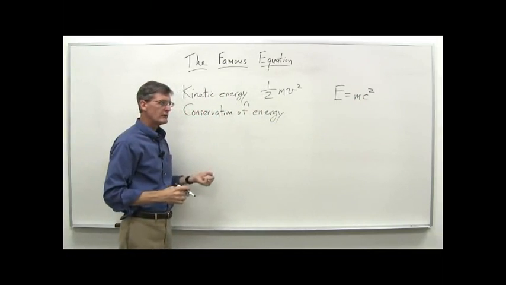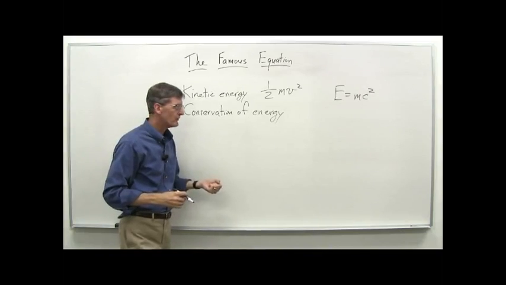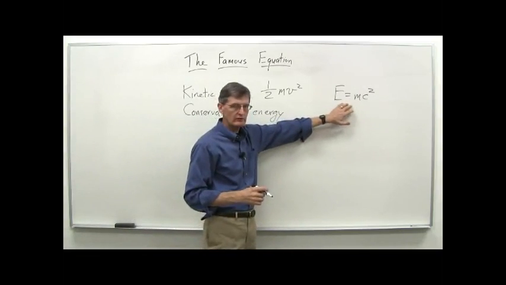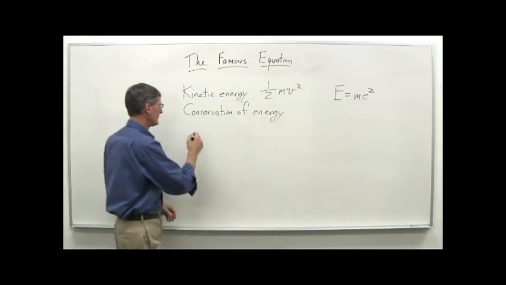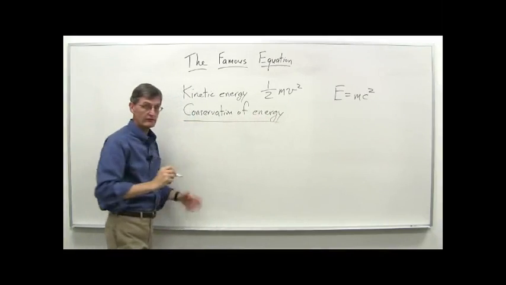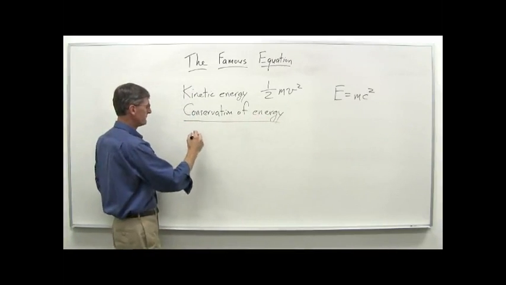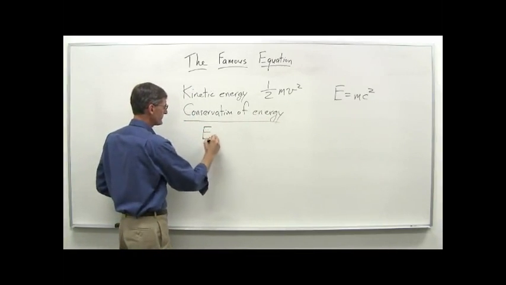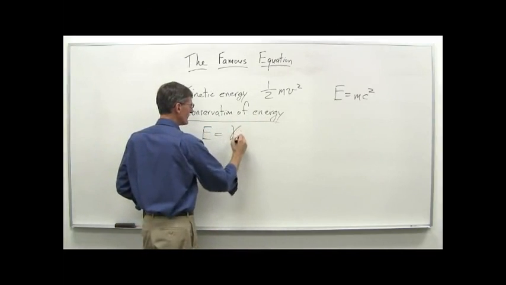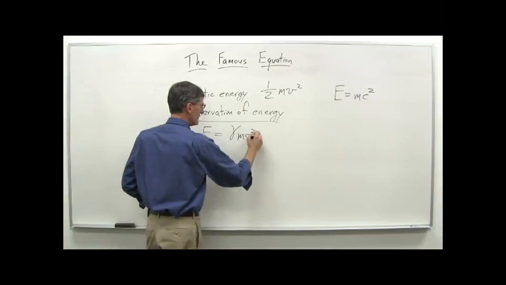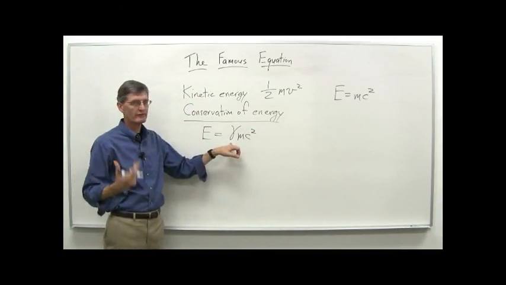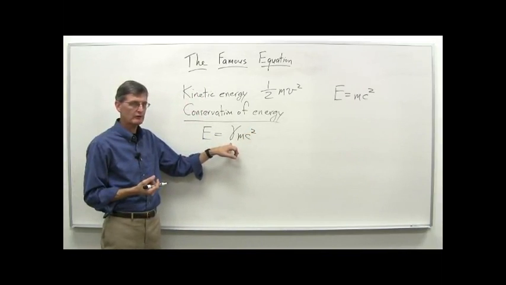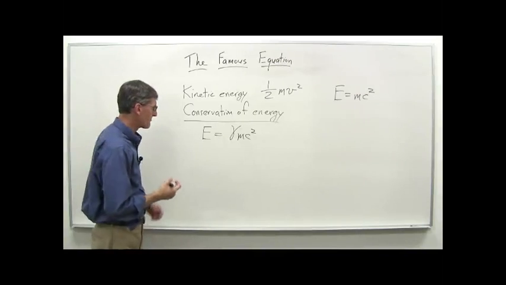But really what Einstein discovered was not quite this equation. This is a special form of the equation he really discovered. What he discovered was, and we're going to come back to see how it relates to conservation of energy in a minute, that energy is gamma mc squared. Okay, gamma mc squared. In other words, here's our familiar Lorentz factor coming into play here.